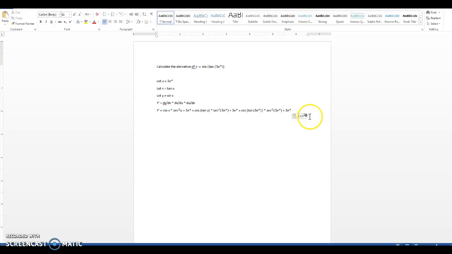And that's it. I can't simplify anymore. I can't group any of these together. I can't use identities or anything. I could write them in a different order since it's a product. But that's how I would do a chain rule with three parts.